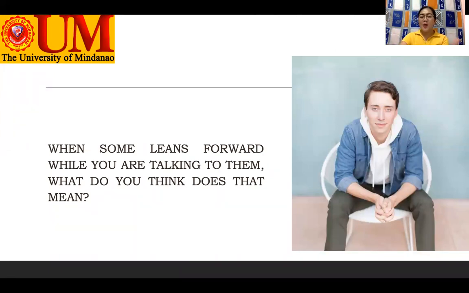When someone leans forward while you are talking to them, what do you think does that mean? That could mean this person is very interested. This person is very willing to listen to what the speaker says. So that is what you mean by this gesture. So that is all about kinesics.